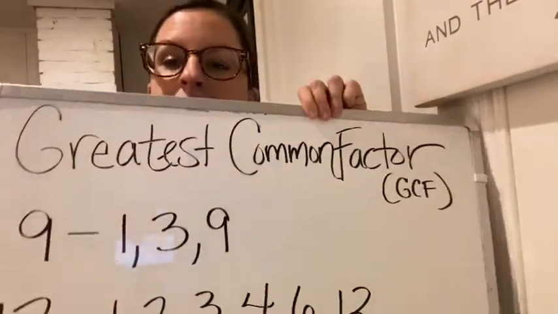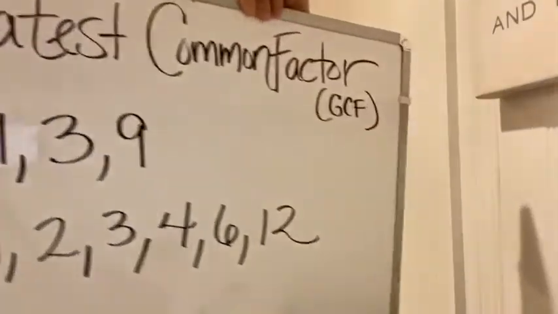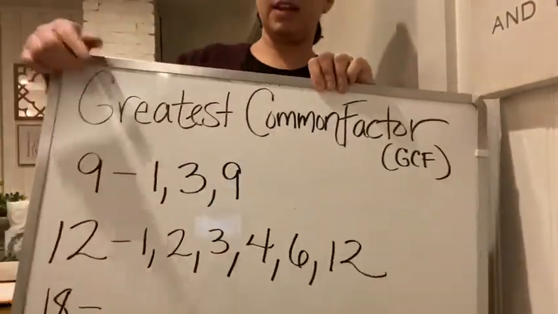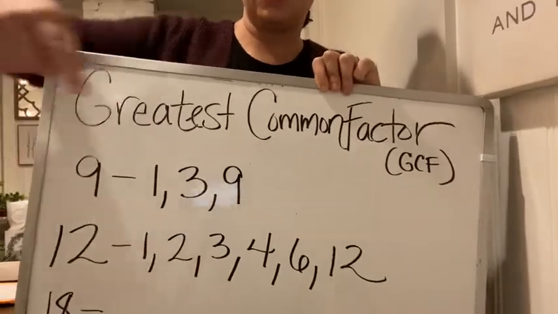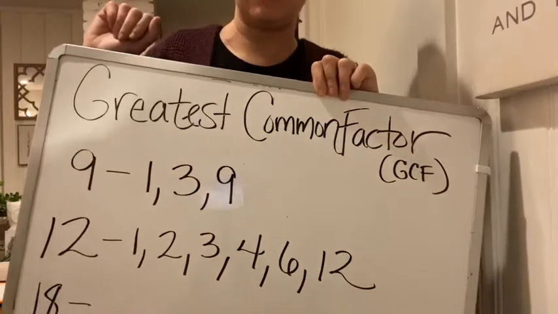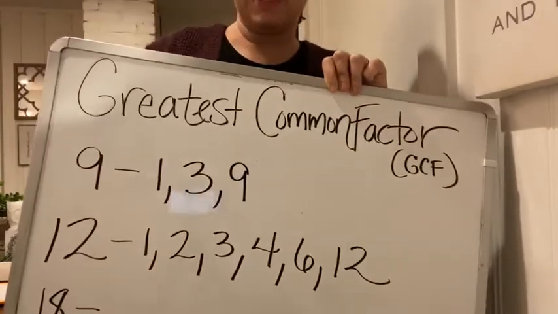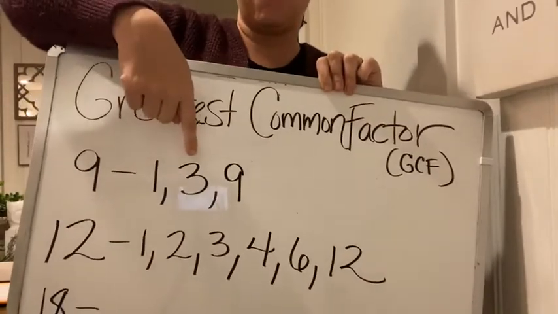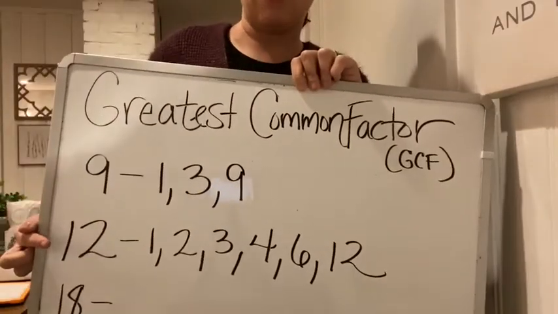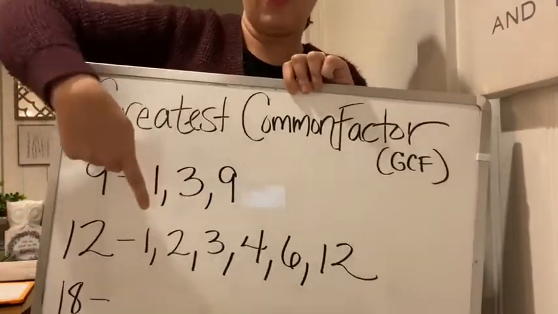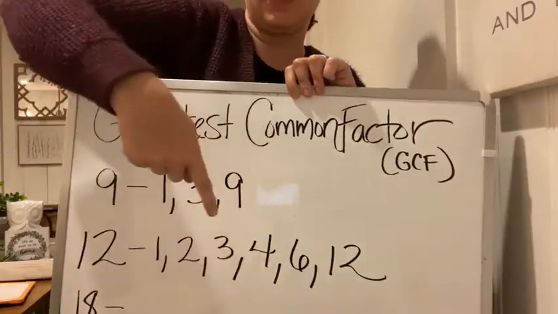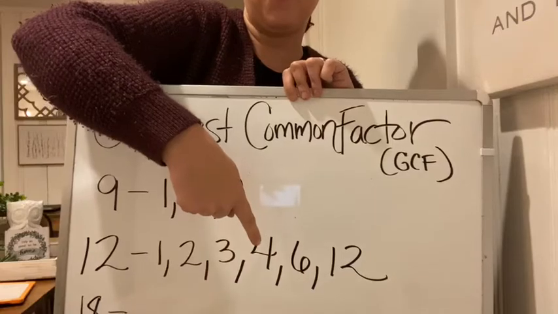Okay? Let me stand up. I have 9 factors, 1 times 9 and 3 times 3. I don't need to write the 3 twice because I just know that 3 is a factor. Okay, now I have 12. We have 1 times 12, 2 times 6, 3 times 4.